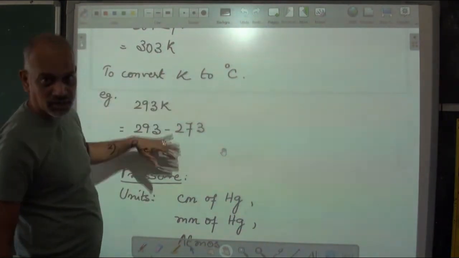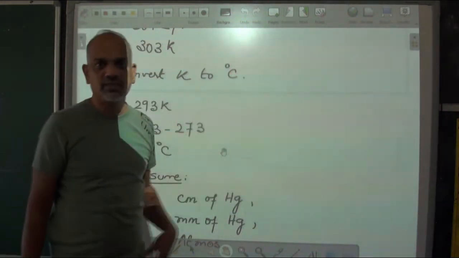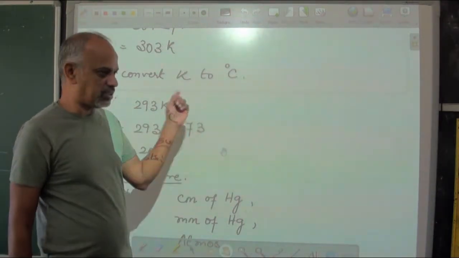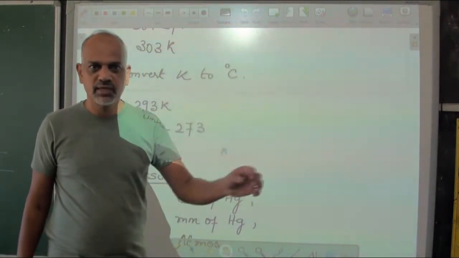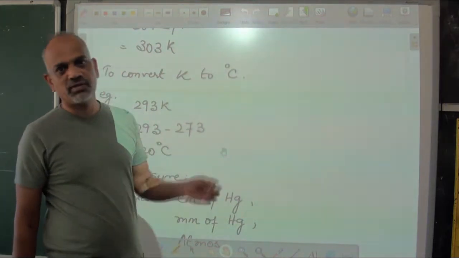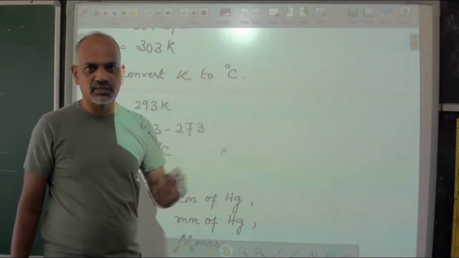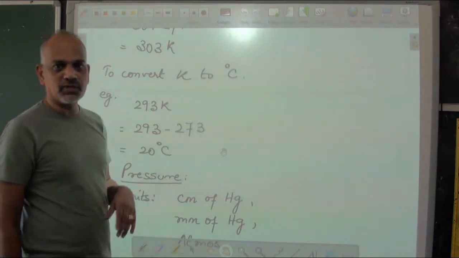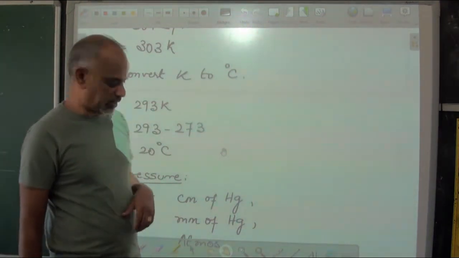So these two conversions you have to know: changing degrees Celsius to Kelvin and Kelvin to degrees Celsius. If you have to change degrees Celsius to Kelvin, you add 273. If you have to change Kelvin to Celsius, then you subtract 273. Those are about the units of temperature.